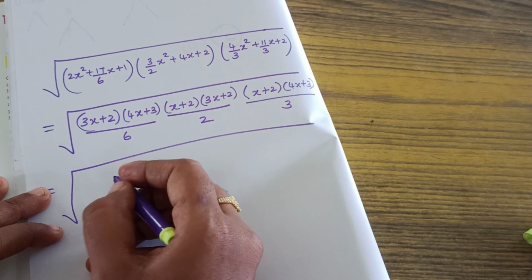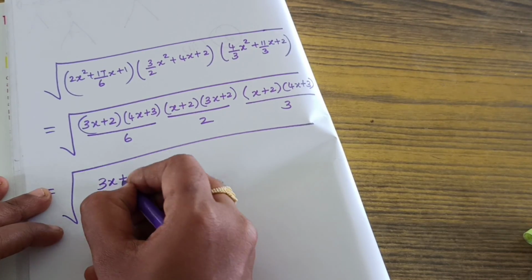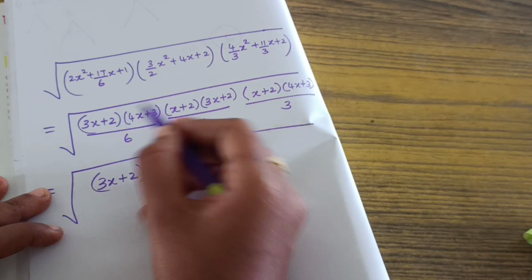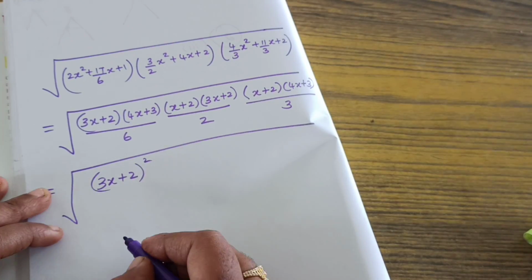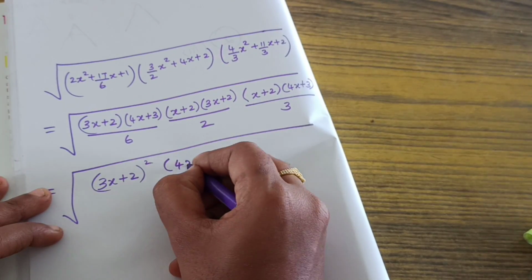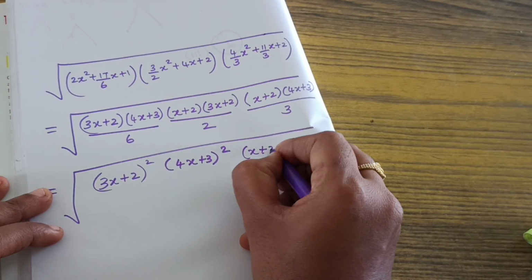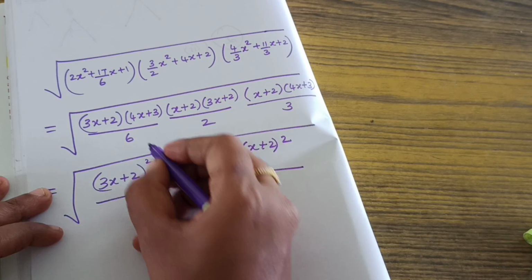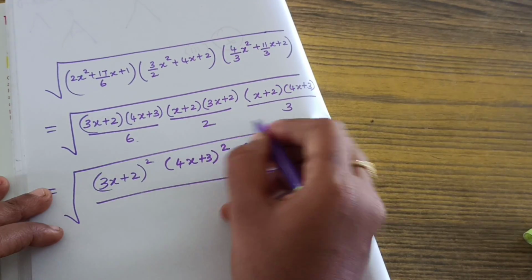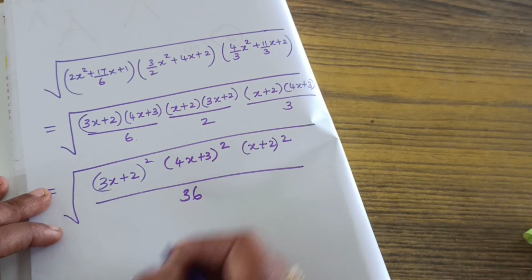Now select the two terms. 3x plus 2. How many times it came? 3x plus 2, 3x plus 2. So the whole square. Then 4x plus 3. The whole square. Then x plus 2. The whole square. Divided by 6 2s are 12. 12 3s are 36. Got it?